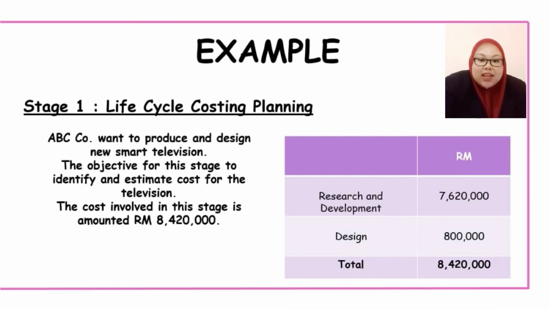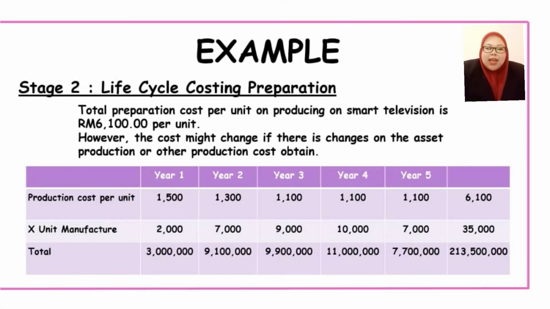8,420,000 ringgit Malaysia. Moving forward to the second stage of the life cycle costing process, which is life cycle costing preparation. Before we can produce the smart television, we should identify what and how much cost will be incurred in order to produce a smart television.